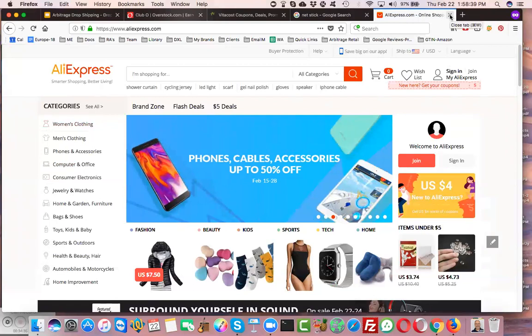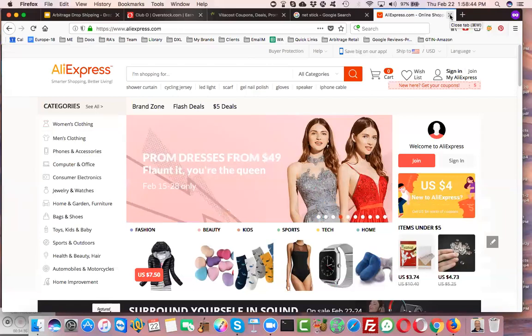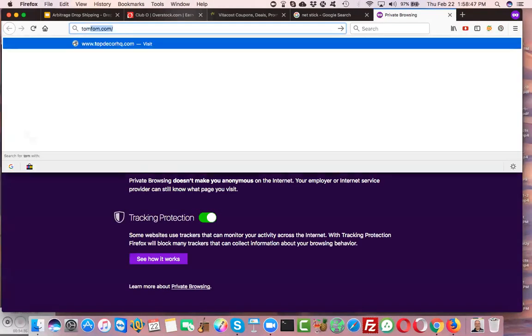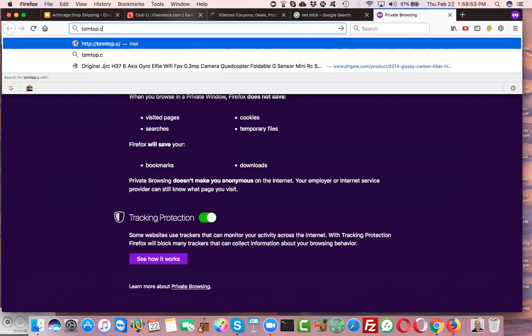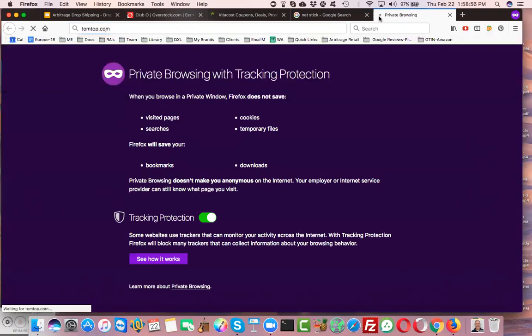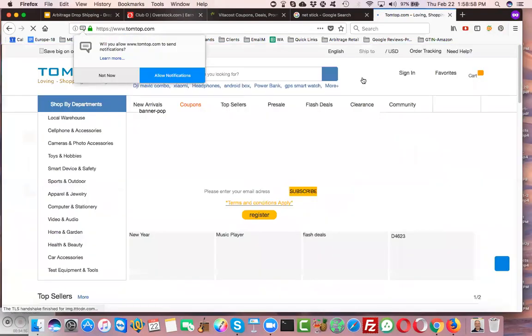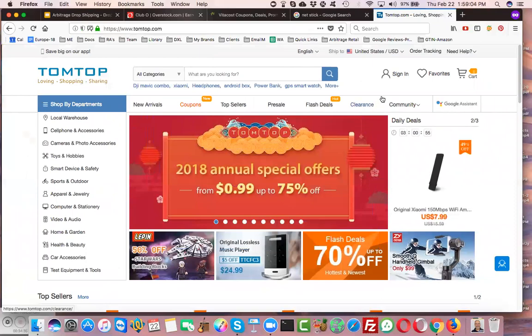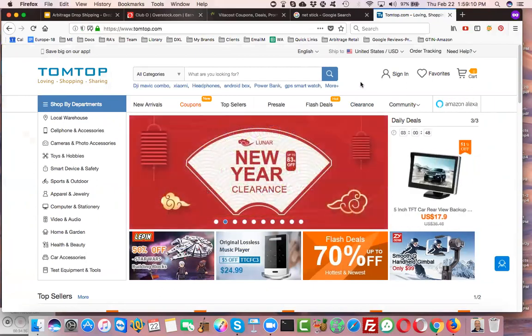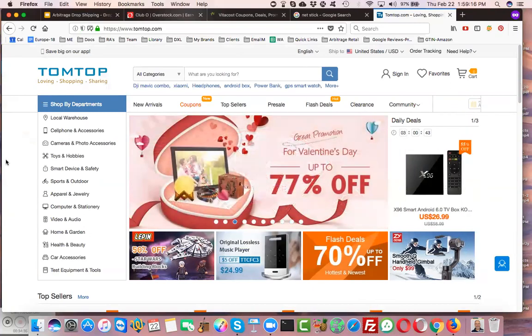I can show you an even better way to show it. If you go to tomtop.com. Tomtop, T-O-M-T-O-P dot com. This is also a Chinese site. It's like AliExpress, but way better in my experience. It has the same interface, and they will accept PayPal, which AliExpress is just beginning to do.